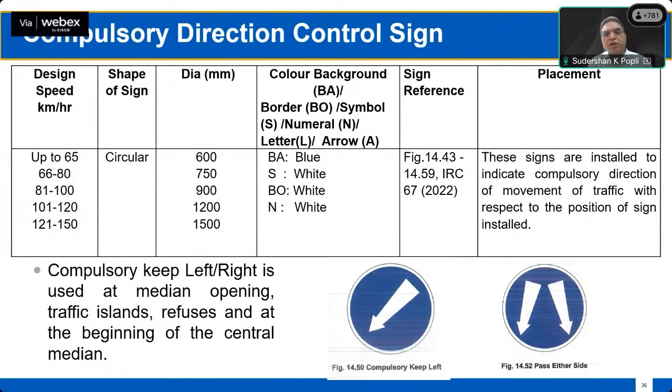Then compulsory direction control signs. These are placed wherever there are entries and exits, or wherever the traffic is being split two ways. So these signs are placed.